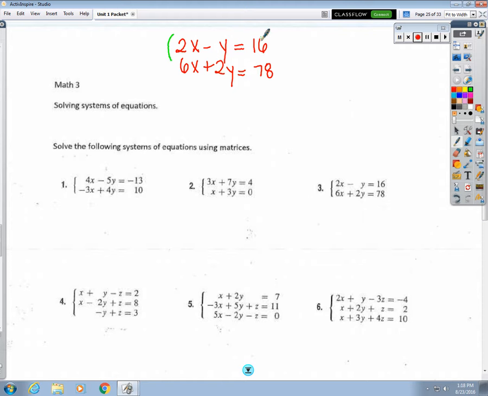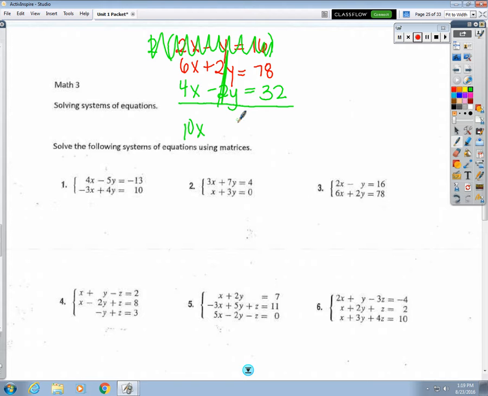Well, remember you just multiplied that whole equation by 2, which made it a 4x minus 2y equals 32. So now that's gone because we multiplied everything in it by 2. And now look, all you did was add them. That becomes 10x. That cancels out because 2 minus 2 is 0. And then 78 plus 32 becomes 110. Then you just divided by 10 and got x equals 11.